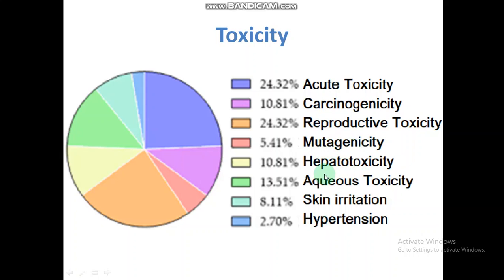Then hepatotoxicity. Hepatotoxicity means whether it is damaging our liver or not. So we observe whether it is hepatotoxic, causing infection inside our liver or damaging our liver or not. In that case, we check whether it is hepatotoxic or not.